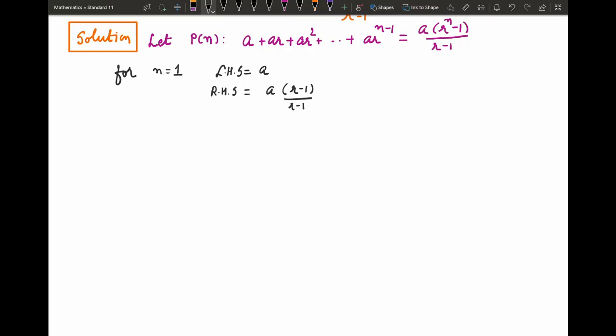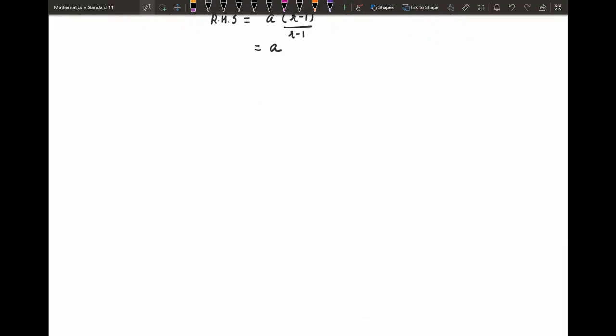Right hand side replace your n by 1. So when we simplify, this is a, so you can observe LHS and RHS both are same, thus LHS equal to RHS, and therefore P of 1 is true.